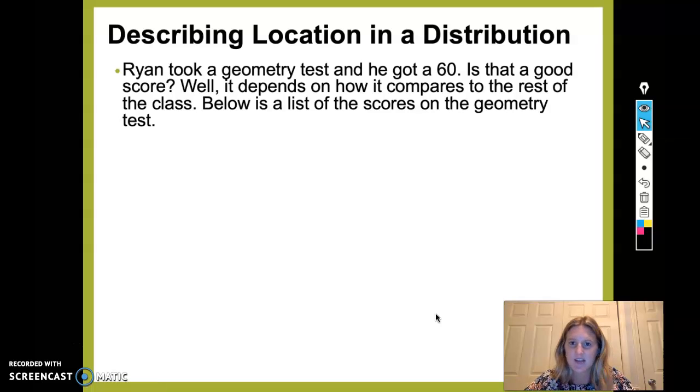I'm just going to explain this topic using an ongoing example. This is the context. It's about Ryan, and he took a geometry test and he got a 60 on it. When you ask yourself, is that a good score? It depends on how the rest of the class did.